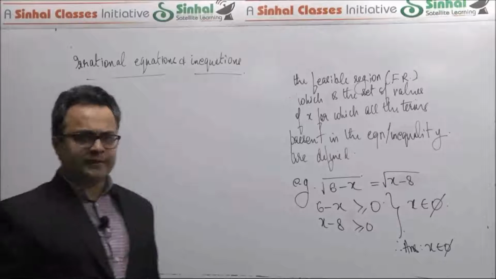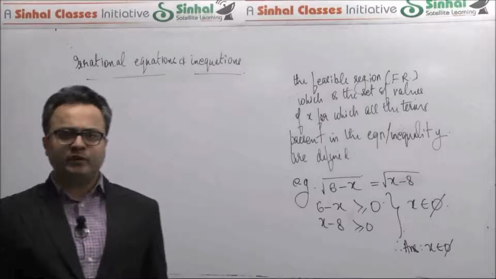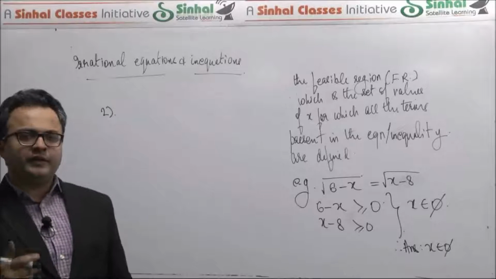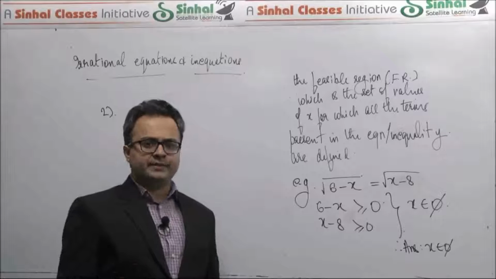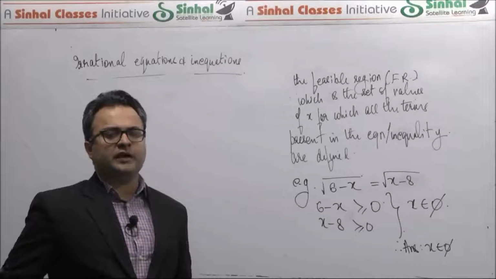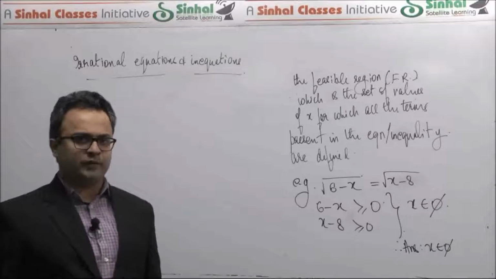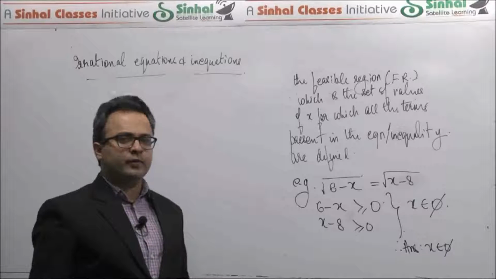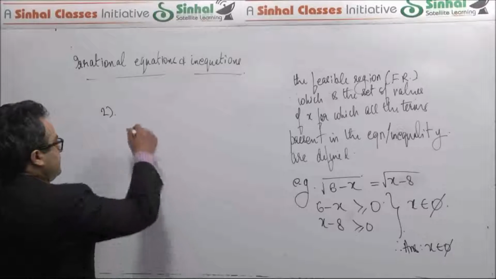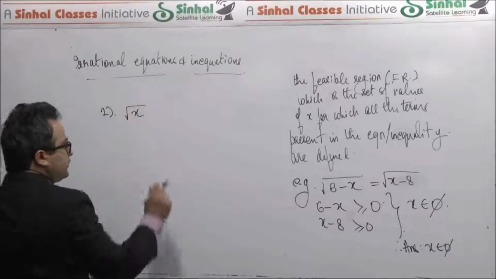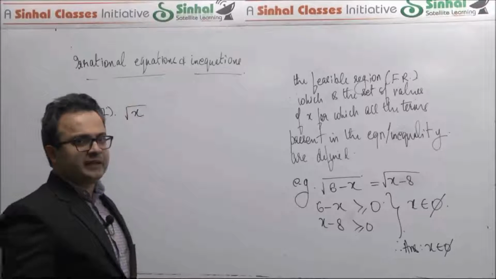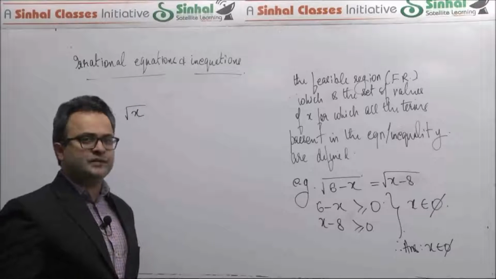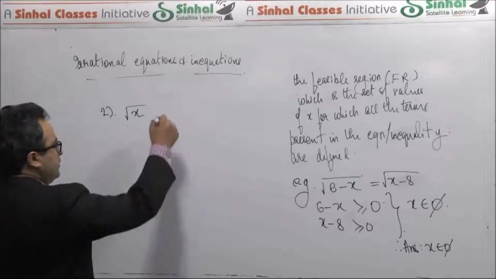Right, so that was the first point that has to be taken care of. Any square root terms present in an equation or inequality, we have to ensure that the expression inside the square root happens to be greater than or equal to 0. The second and very, very important point is that the square root function, or the root of x term that we define, is something which will itself always be greater than or equal to 0.